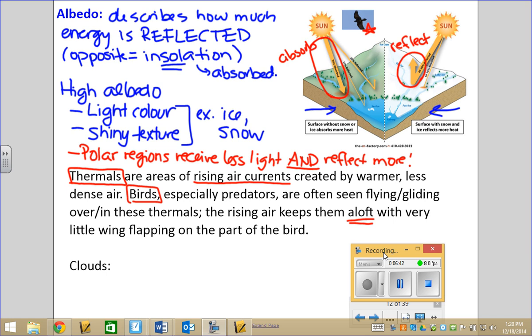So then at the bottom, I wrote the word clouds, and that's because I want you to understand that it's not only the lithosphere where we could describe albedo. Clouds are something that generally have a high albedo. In general, clouds reflect more of the sun's energy than they absorb. Now, saying something has a high albedo does not mean it absorbs nothing. It just means that it's reflecting more than it's absorbing. So these are relative terms, not absolute.